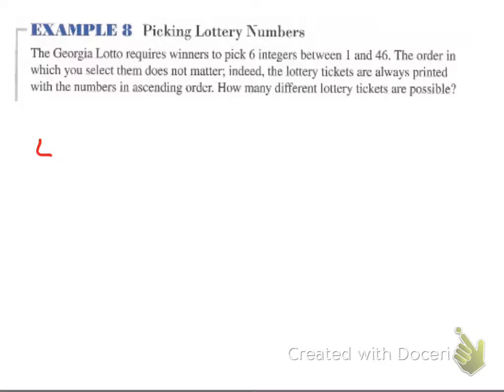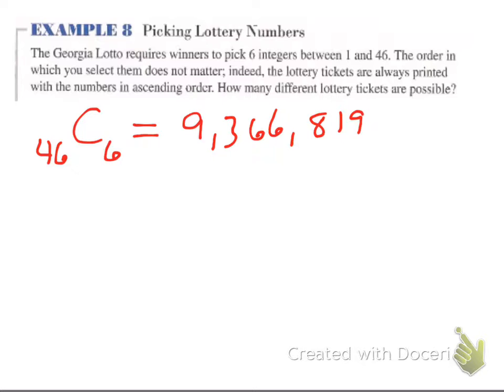Okay, well, you've got 46 numbers. The order of those numbers doesn't matter, okay? Now, when they say the lottery tickets are always printed with the numbers in ascending order, yes, on the ticket they're in ascending order. But when they actually pick them at 7:30 on Wednesday night or whatever, and those ping pong balls come out of the hopper, those numbers aren't in order. They're just in random order. So that's where combinations come into play. So when you do 46C6, you get 9,366,819 different tickets.